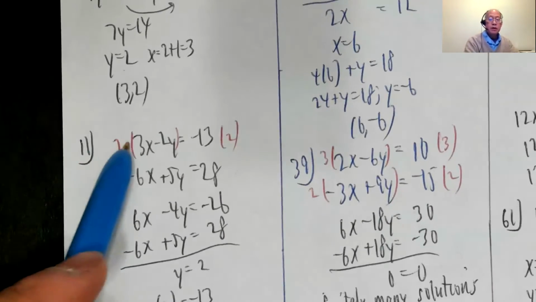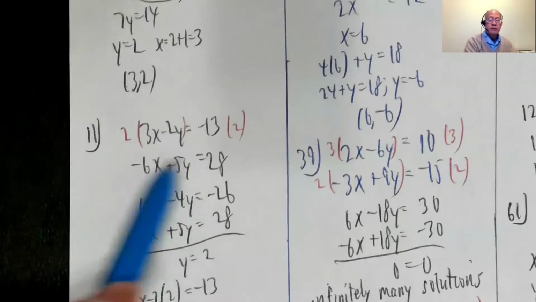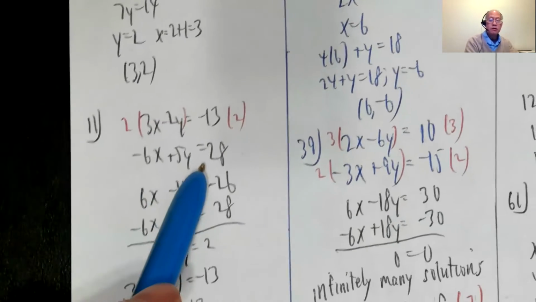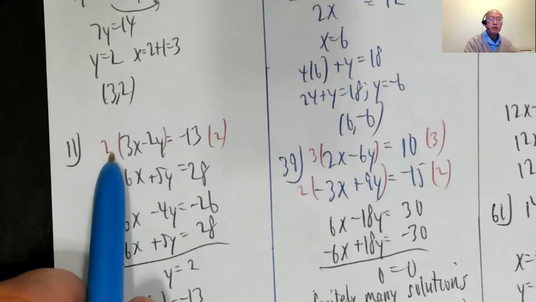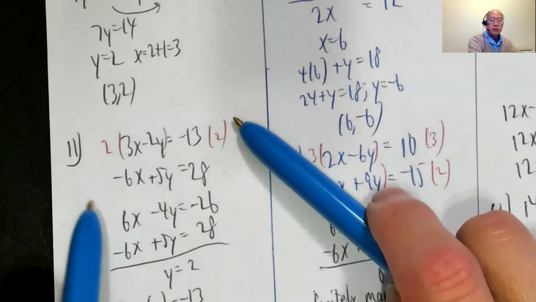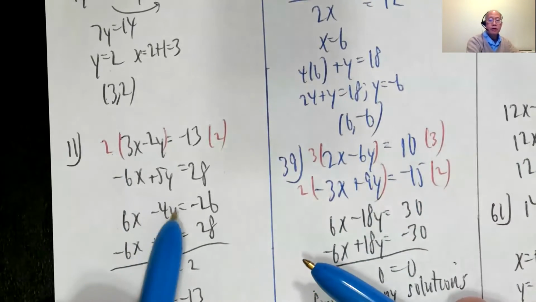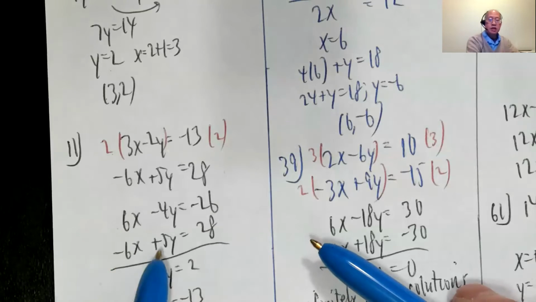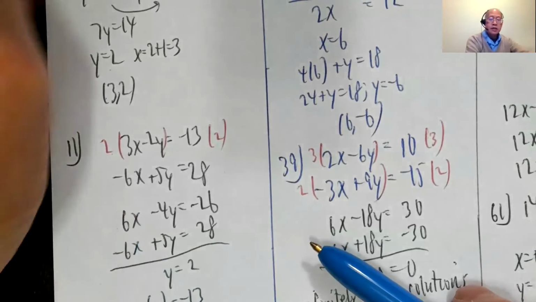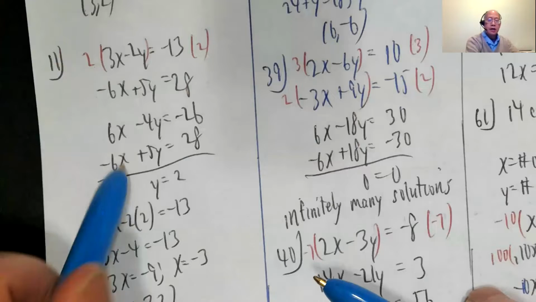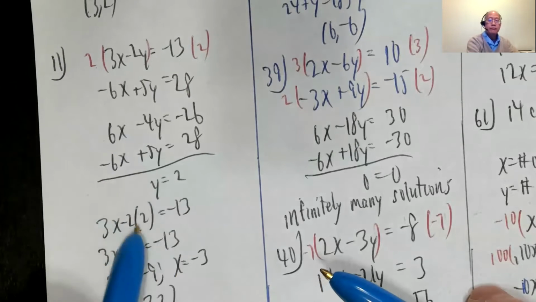Number 11. 3x minus 2y equals negative 13. Negative 6x plus 5y equals 28. So we're doing this by the elimination method. I'll multiply the top equation by 2 on both sides. Gives me 6x minus 4y equals negative 26. Negative 6x plus 5y equals 28. And then I'll add them up. That will cancel out the x's. You might recall that's the goal, to get a cancellation. And we get y equals 2.